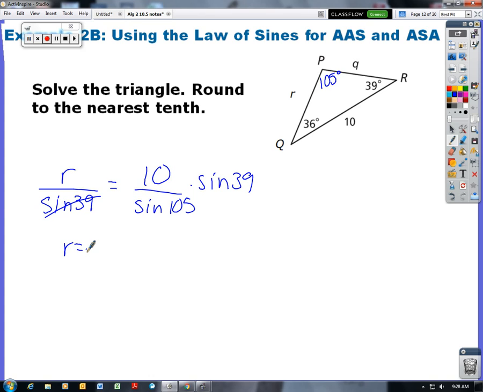Sine of 105. And I'm getting, oh, my personal calculator's in radian mode. I got a negative answer when I typed that all in my calculator, and then I was like, oh, wrong mode. So if that happens to you, you're probably in the wrong mode if you get a weird answer. 10 sine of 39, enter, divided by sine of 105. Okay, this time I'm getting a positive 6.5, and again we're rounding to the nearest tenth. So 6.5 is my R.